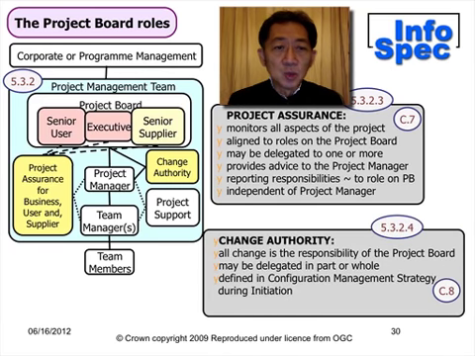There is also a change authority role, because theoretically all changes have to go back to the project board for approval. However, common sense and practicality dictate that they can and should very often delegate that role of approving changes to somebody else. This delegation would be defined in the document within the PRINCE2 set of documentation called the Configuration Management Strategy, which is produced during initiation.